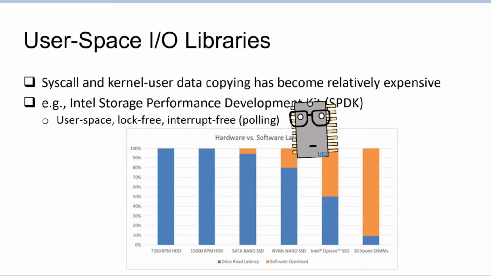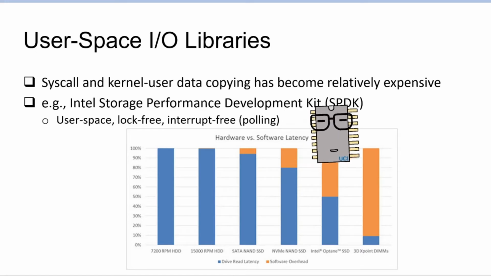So instead of interrupts, many user space IO libraries just implement busy waiting, just polling, spinning in a while loop until everything is done.